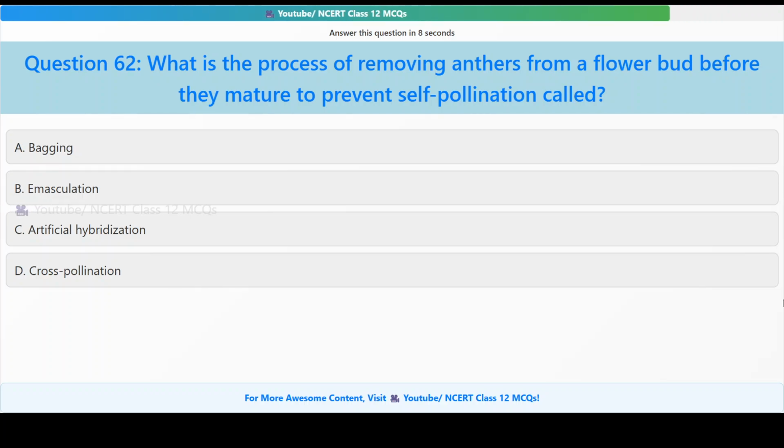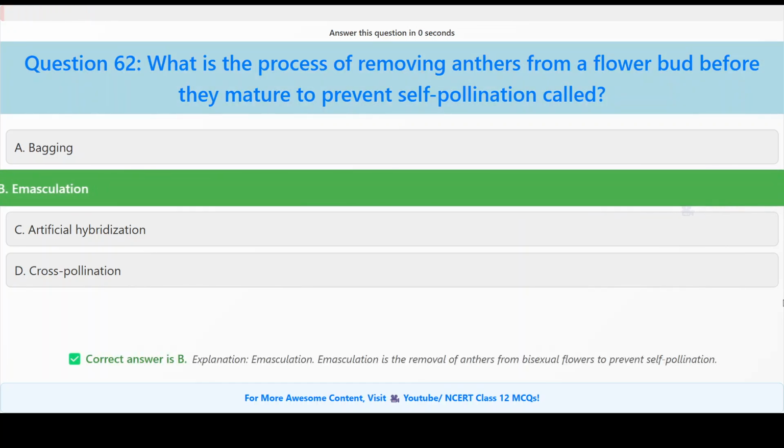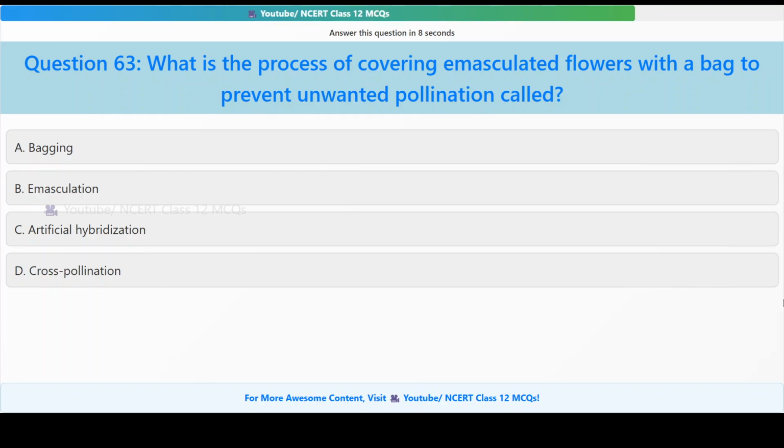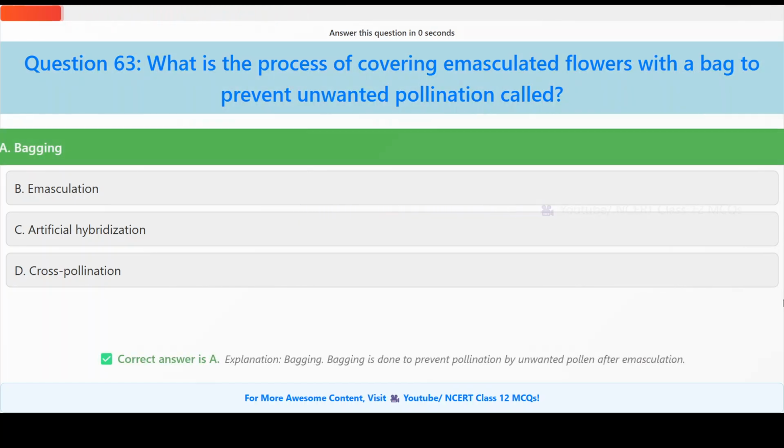Question 62. What is the process of removing anthers from a flower bud before they mature to prevent self-pollination called? Emasculation. Emasculation is the removal of anthers from bisexual flowers to prevent self-pollination. Question 63. What is the process of covering emasculated flowers with a bag to prevent unwanted pollination called? Bagging. Bagging is done to prevent pollination by unwanted pollen after emasculation.